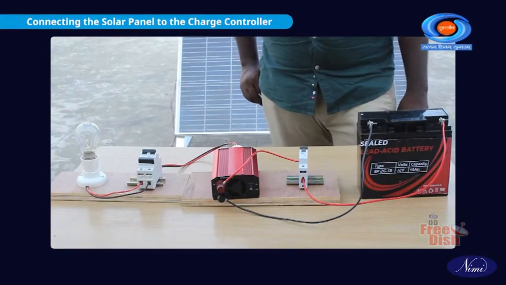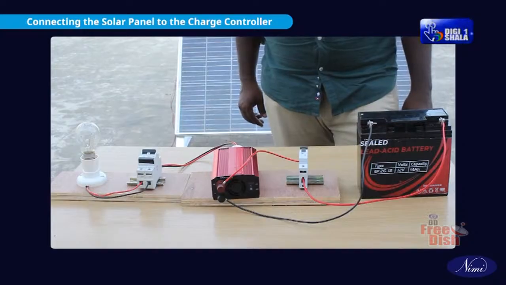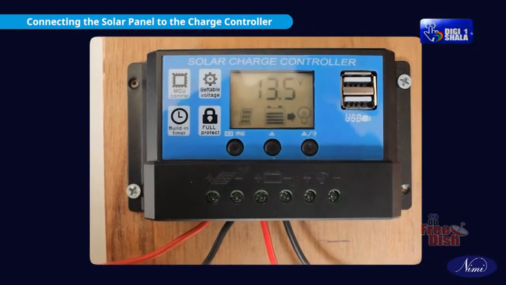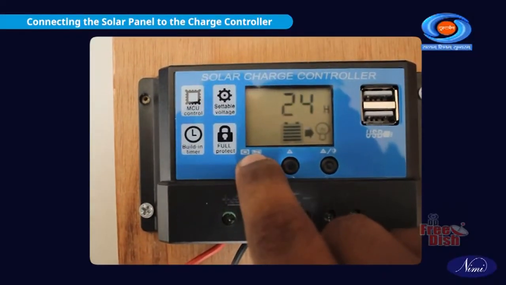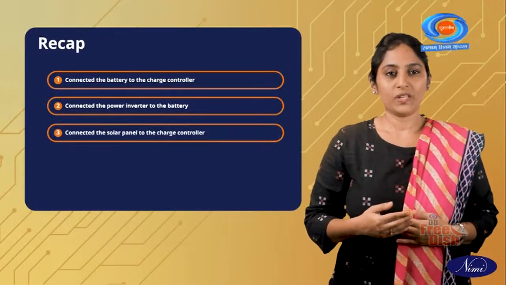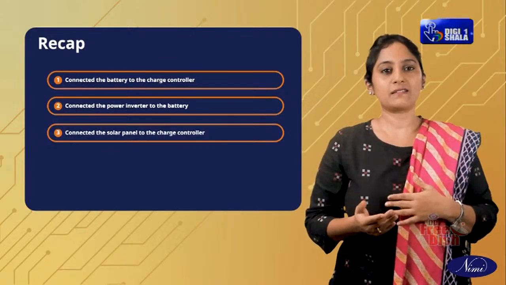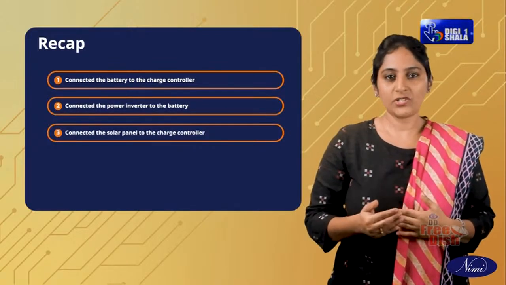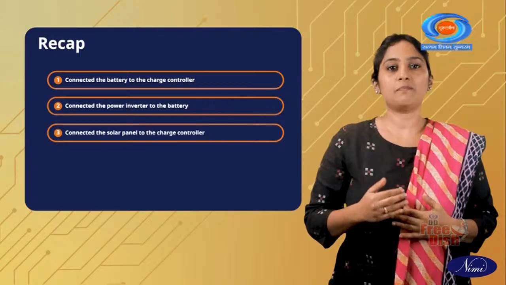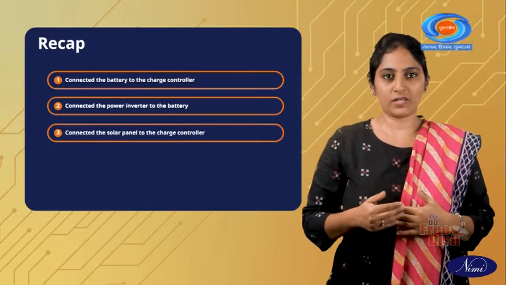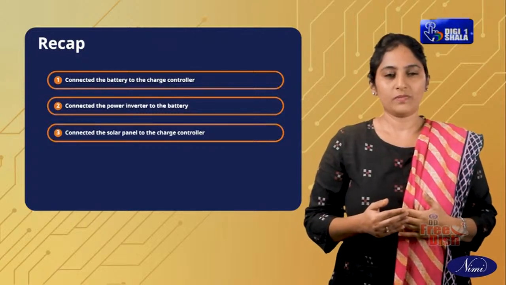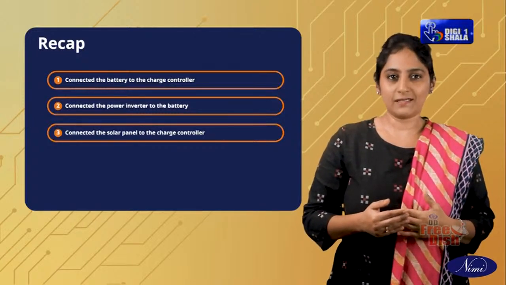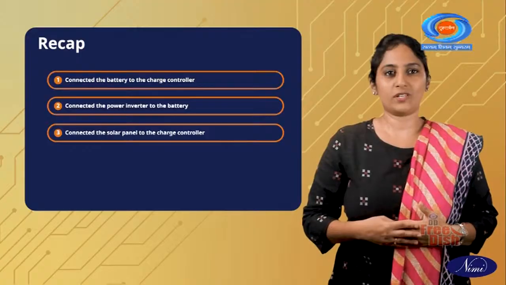Ensure the load connected to the inverter is working and monitor the solar panel and battery voltage on the charge controller display. In this video, we have discussed and connected the battery to the charge controller, connected the power inverter to the battery, connected the solar panel to the charge controller. This concludes this exercise. Thank you for watching.